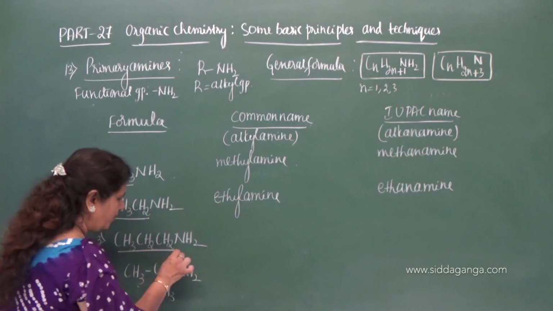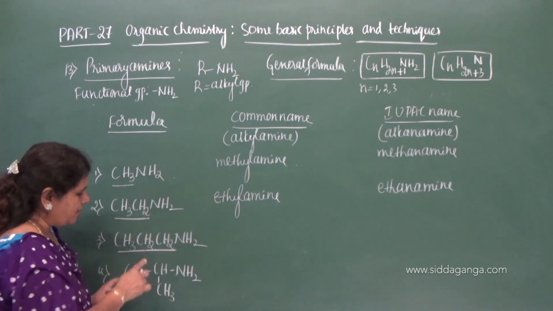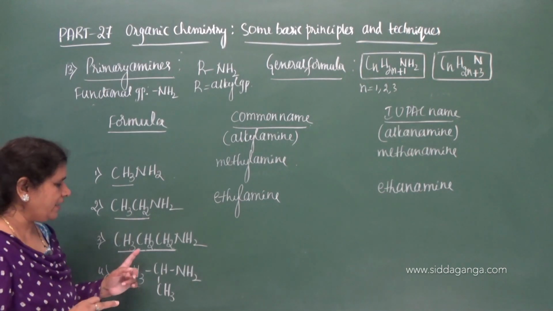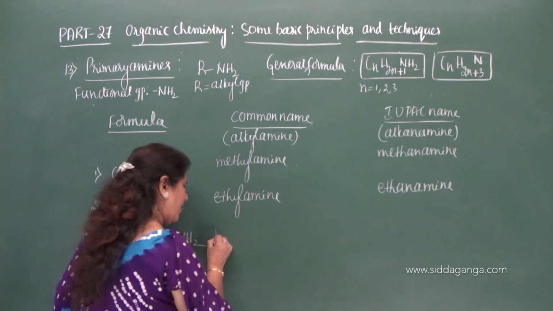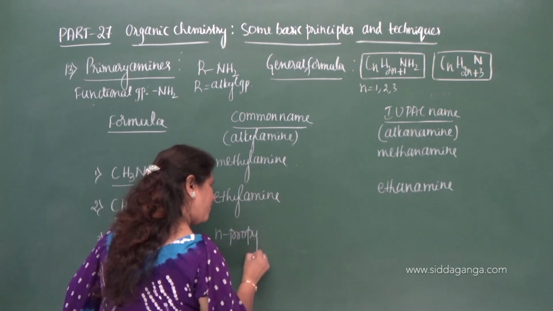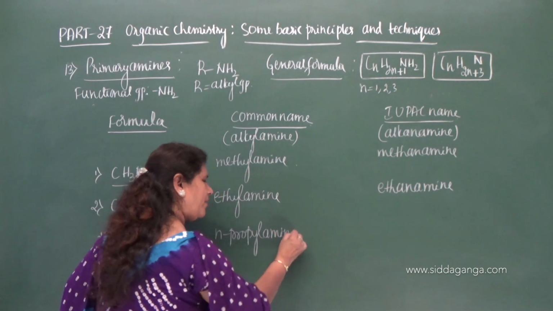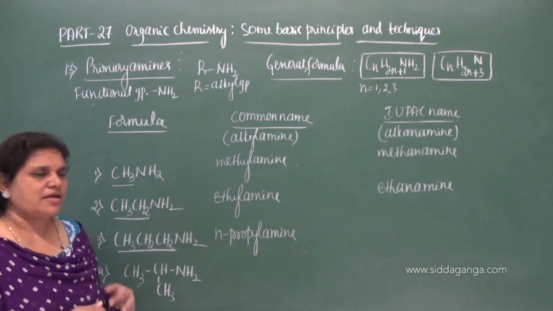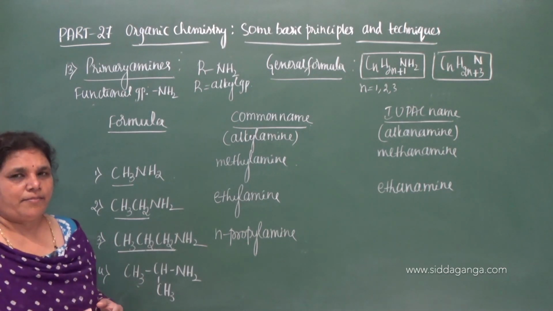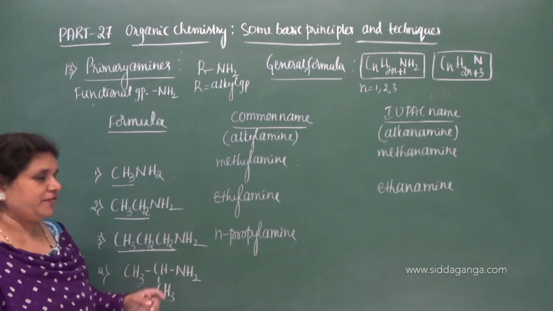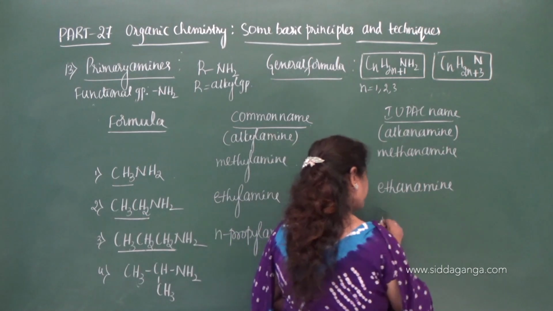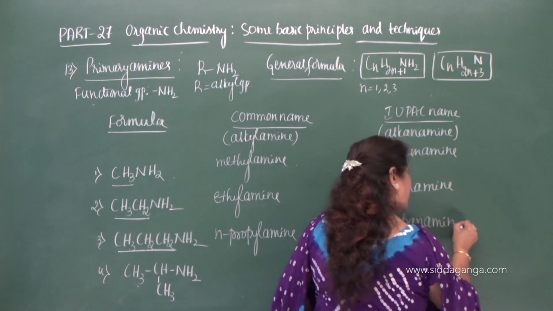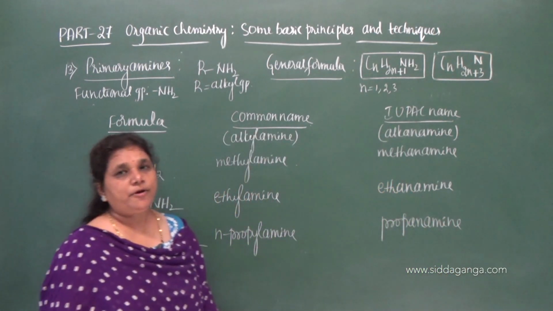Now, what is this group? Propyl group, correct? CH3CH2CH2 group is propyl group. Since the carbon chain is straight, you can say it is n-propyl. Therefore, n-propyl, the name of the alkyl group, followed by the word amine, gives n-propyl amine. Now, what is the name of the alkane? Propane. Remove the terminal E and add the word amine, then it becomes propanamine.